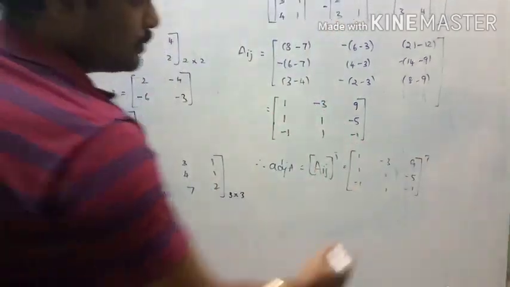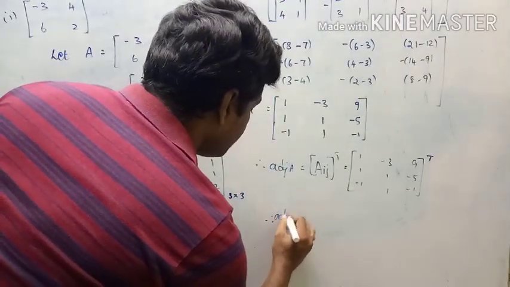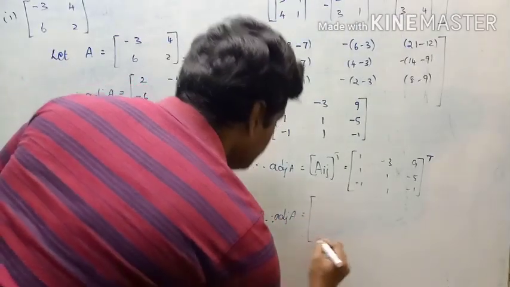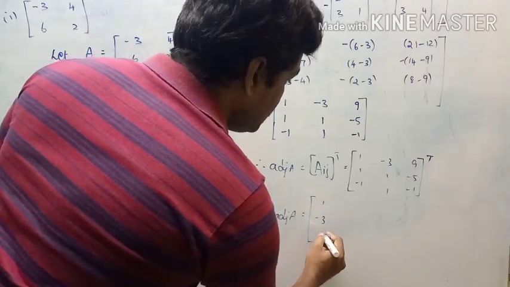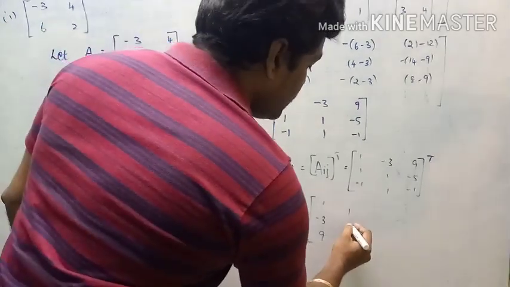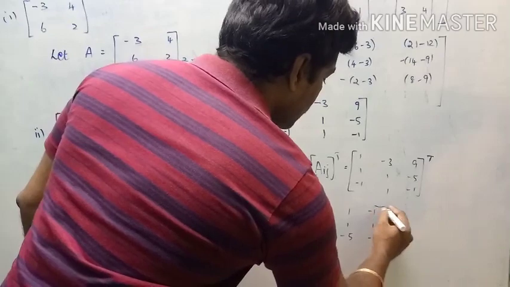Take a transpose. Transpose is nothing but the first row becomes the first column: 1, minus 3, 9. The second row becomes the second column. The third row becomes the third column.